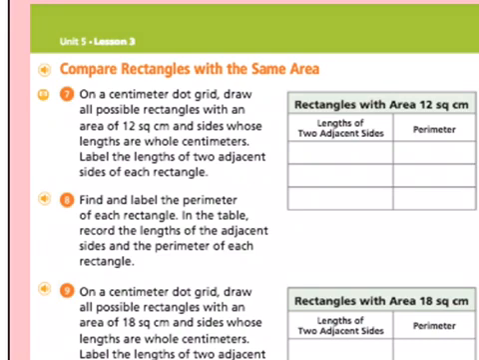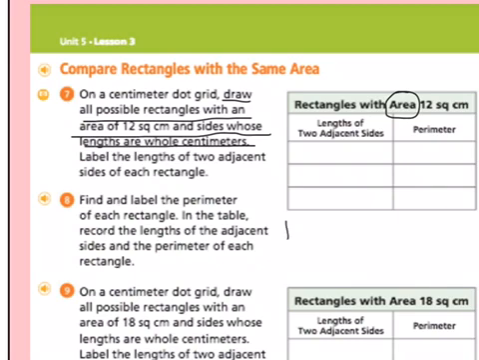On page 342, we're going to compare rectangles with the same area. Notice we're going to work a lot on area this time. So the area has to equal 12 square centimeters. So again, you can use your dot grid, or you can just use a regular sheet of paper to draw all the possible rectangles with an area of 12 square centimeters in sides, whose lengths are in whole centimeters. That just means no fractions. Label the lengths of the two adjacent sides of each rectangle.